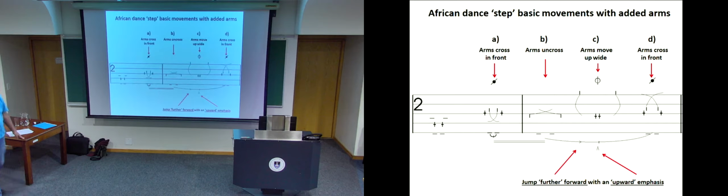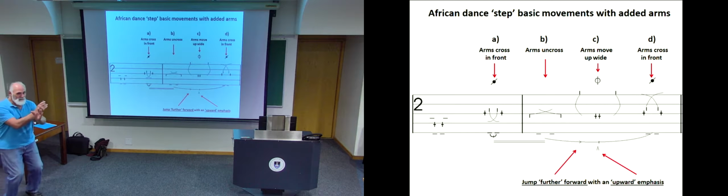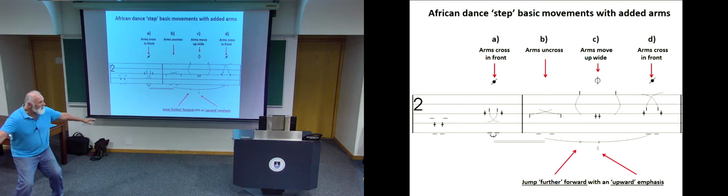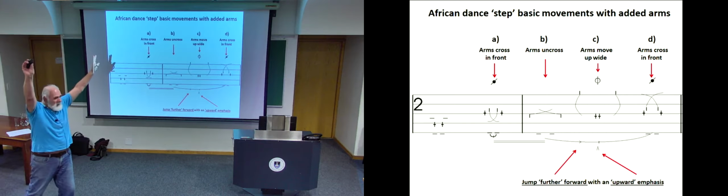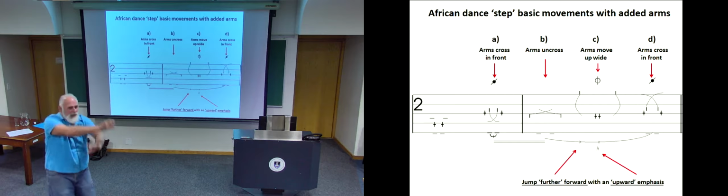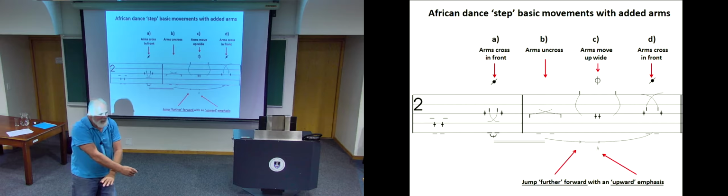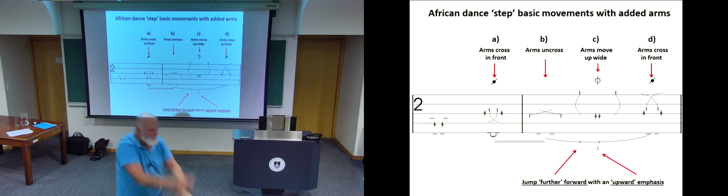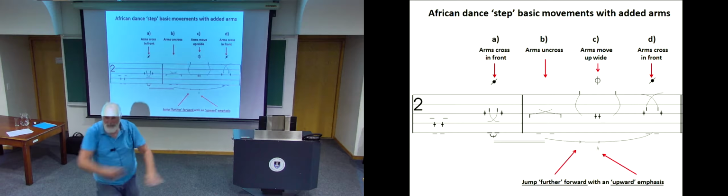Okay, and now here we've got the arms. Arms cross in front on the first hop. Then on the slide they go down. On the jump they go up wide, and then they come down again when you land. Okay, and it just continues the same.